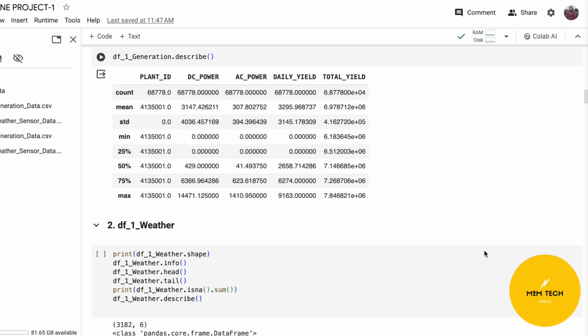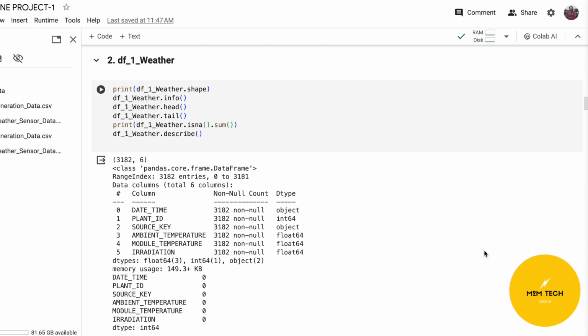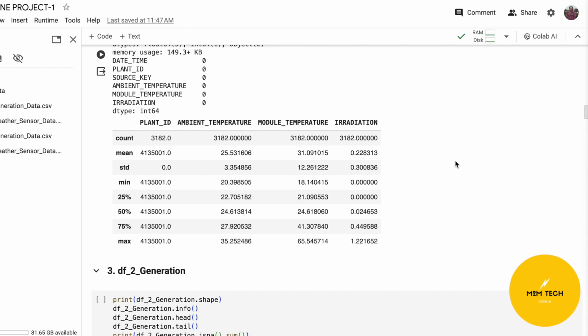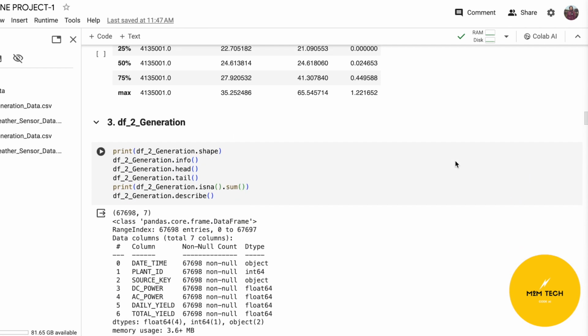Similarly, I did it for the plant 1 weather data as well. In the weather data, there are around 3182 entries and 6 columns. The columns include date time, plant ID, source key, ambient temperature, module temperature, and irradiation. So let's start with exploring the data.